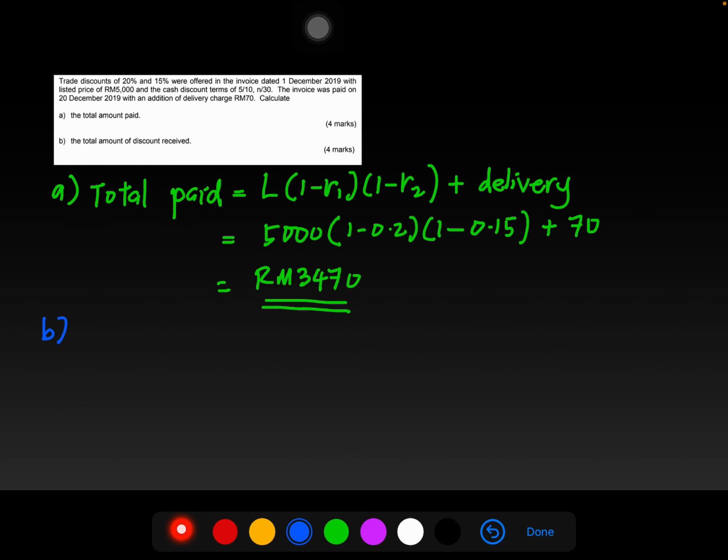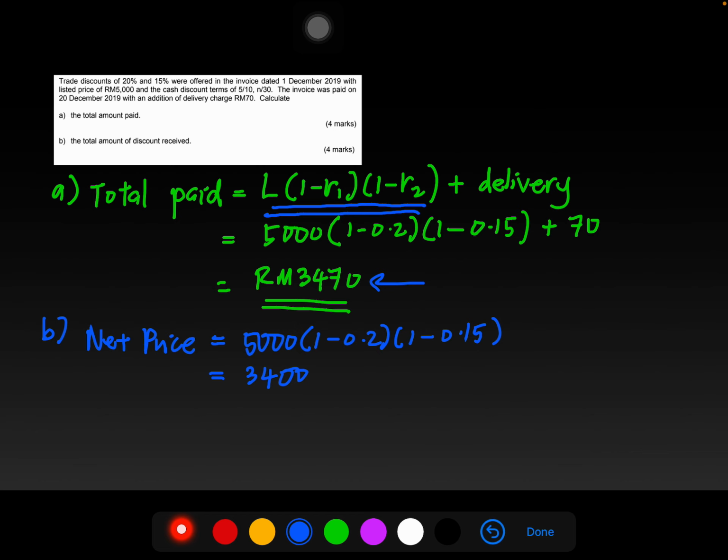Okay, so that means we only need to consider this part of the equation. Okay, so that part of the equation is our net price. Okay, so net price, if we compute again, it is basically this amount minus the 70 ringgit. Okay, or if you want to put it properly in a formula, it is 5,000 multiply 1 minus 0.2 multiply 1 minus 0.15 here. As I mentioned just now, it is this part of the equation. Right? So if you plug in the calculator, the net price is 3,400 ringgit only after the discount.